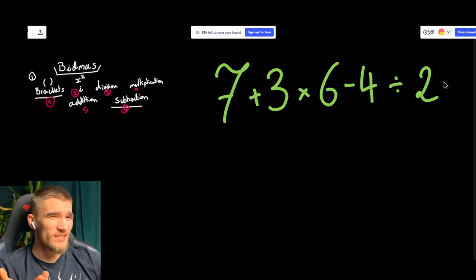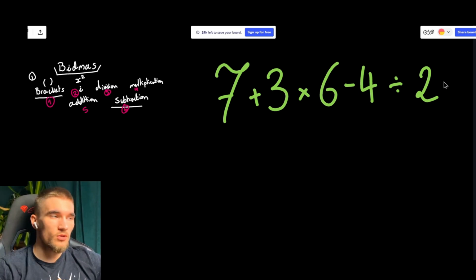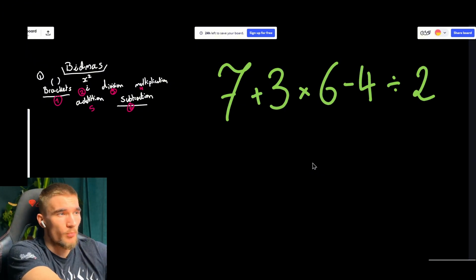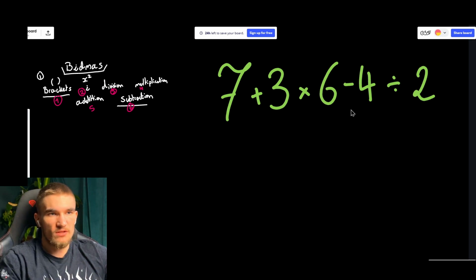Okay, what if we had something like that? I know it looks like a mess. So just take your time here and make sure you do it in order. So what's the first thing we have to start off with? Brackets. Do we have any brackets? Nope. Indices. Do we have any indices? Nope. Division then. So we have division here, right?